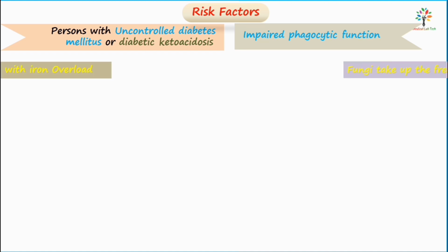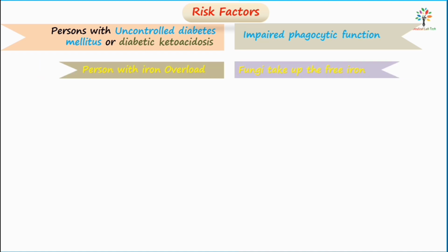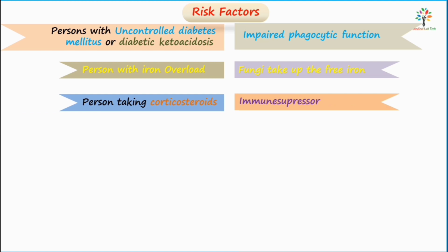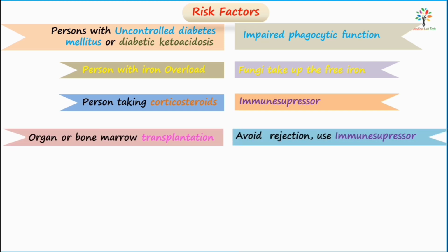Then persons with iron overload or iron chelators. The iron chelators will make the iron free, and free iron will be taken up by the fungi for their growth and development. Persons on corticosteroids. We know that corticosteroids are immunosuppressors. Immunosuppressors can lower the level of immunity. As a result, they are prone to get infections easily. Organ or bone marrow transplantation. To avoid rejection of the transplanted organ, immunosuppressors are used. So as a result, the immunity level will be low and they will easily be prone to get the disease.